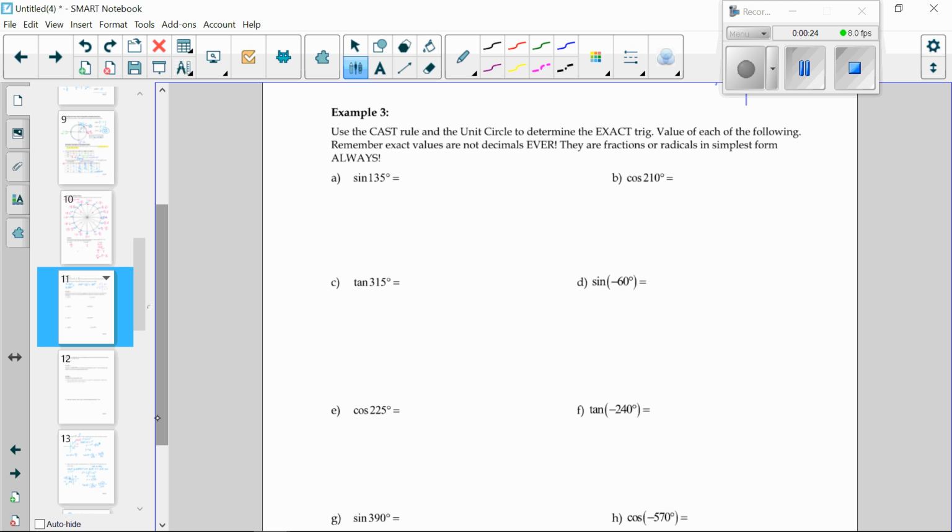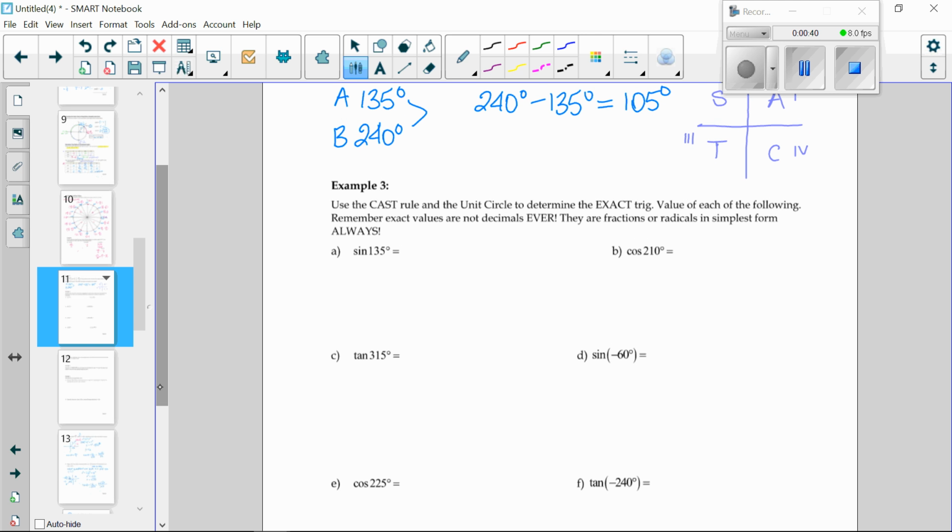All right, so I'm going to re-record examples 3, 4, 5. You're going to use the cast rule and the unit circle to determine the exact trig value of each of the following. Remember, exact values are not decimals.